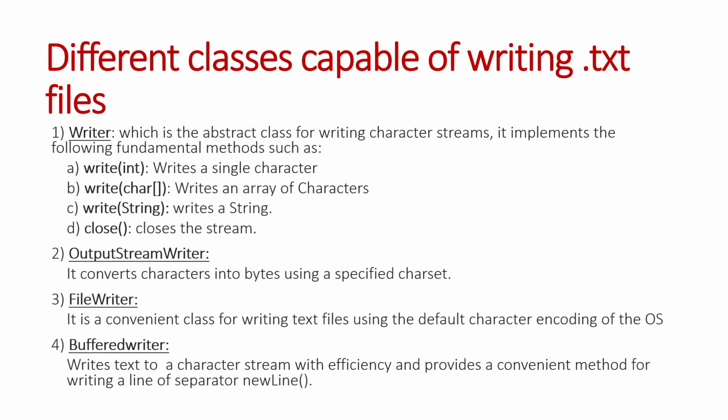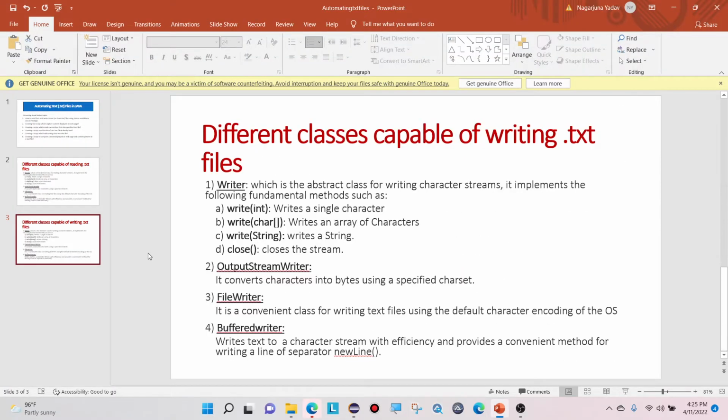This slide shows the classes which are available to write into .txt files. With the help of these classes, we will see how we can write into our txt files. The first class here is the Writer class, then OutputStreamWriter, the third is the FileWriter class, and the next is the BufferedWriter class. With the help of all these classes, we can easily write some text data into specified .txt files. Let me go back to our Eclipse.